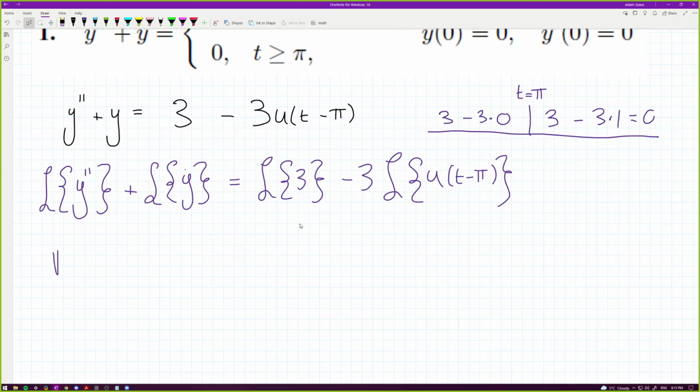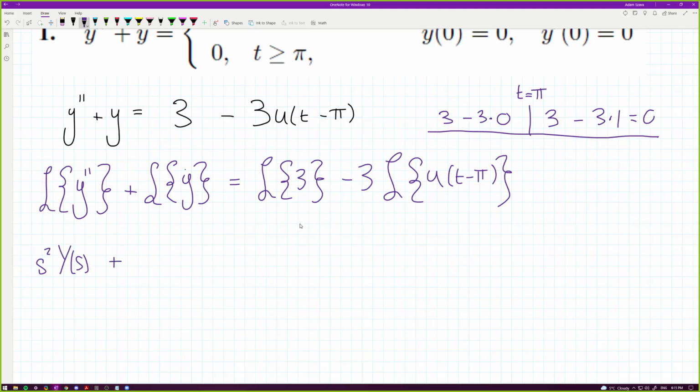So we just have s squared F of s, or I'll call it Y of s, because it's just a little hard for me to write a capital Y. There we go, Y of s. And then a bunch of initial conditions, but those initial conditions are 0, so it doesn't matter. I don't have to include those.